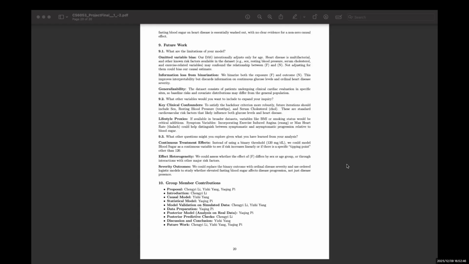Lastly, we discussed the possible improvements, which are 9.2 and 9.3. Going forward, we would like to expand the adjustment set, especially sex, resting blood pressure, and serum cholesterol, and possibly add lifestyle proxies like BMI or smoking if available. We could also explore a continuous treatment version of FPS, heterogeneity by subgroups, or even model disease severity with an ordered outcome. So that is all for our presentation.